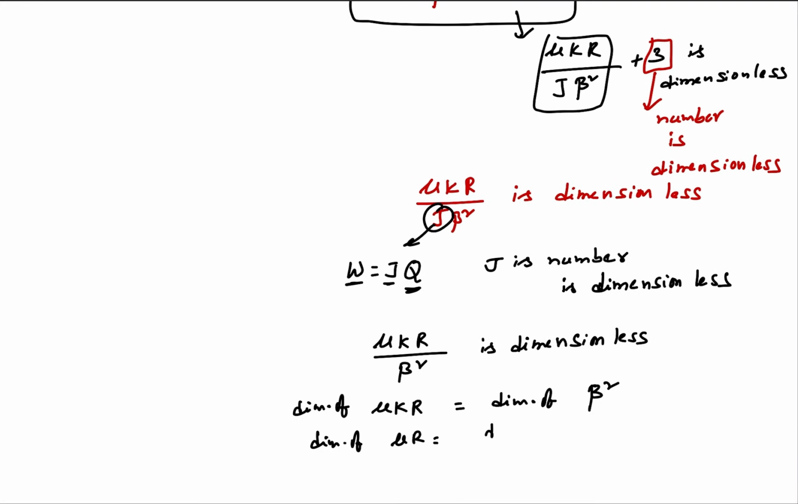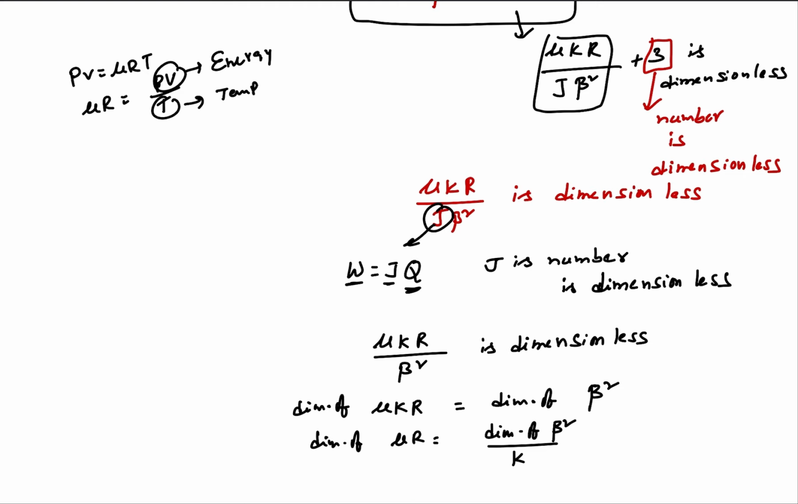Similarly, dimension of mu r, actually they are asking mu r, is equal to dimension of beta square divided by the k. How I am writing actually, mu r and k will have the same dimension or not? If you want, we can check this. You know that PV is equal to nRT, that is they have given mu RT. So you can say that mu r is dimension of PV by T. It is nothing but energy by temperature.